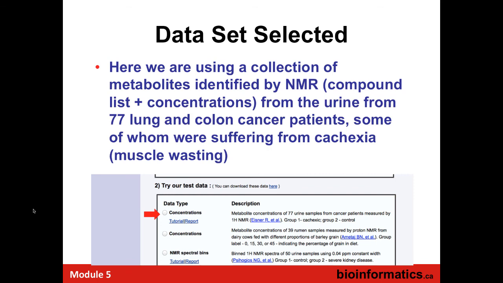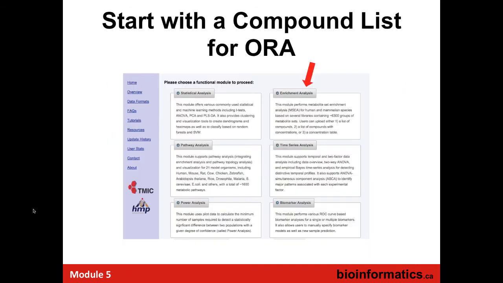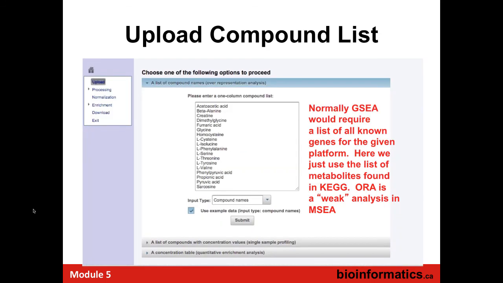We're using the lung cancer data set. We simply click on the MSEA option. In this case, we're just going to choose ORA. It uses lists particularly found in KEGG. As we said, it's a weaker analysis. It's just looking at word or text frequency. Ideally, we'd like to move this from KEGG into HMDB because there's much, much richer data, or SMPDB because there's much richer data.